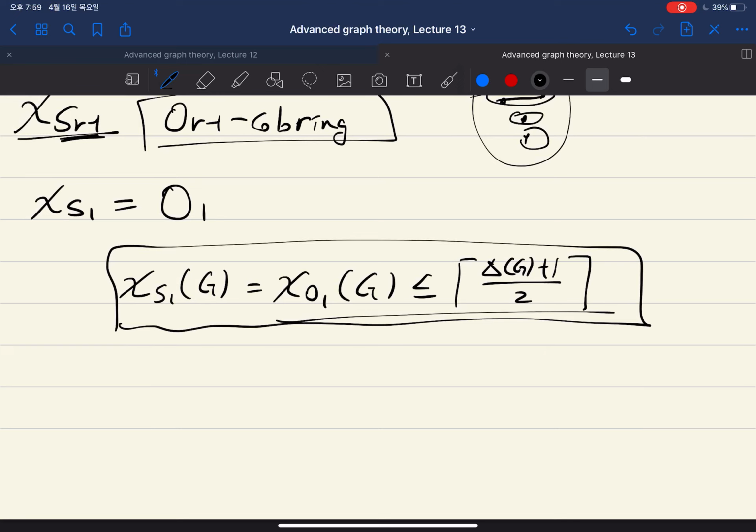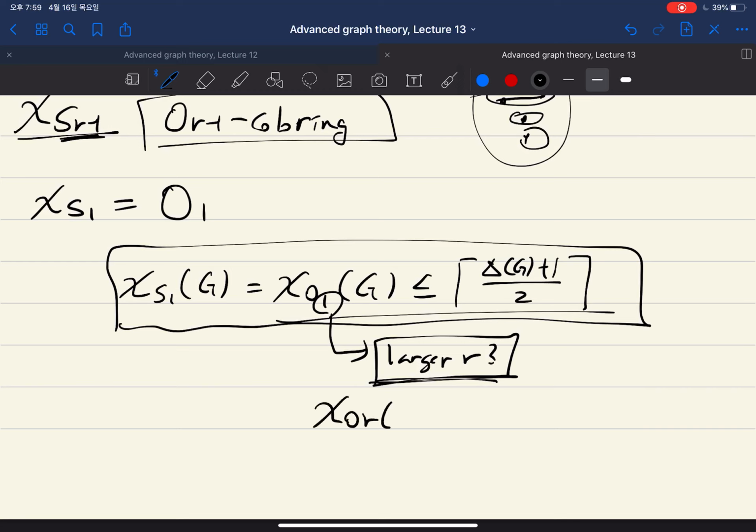And what about for larger r? That's what we will learn next time. Next time we will discuss some bounds on this component coloring, and we will also learn about other theorems. Yeah, thank you.